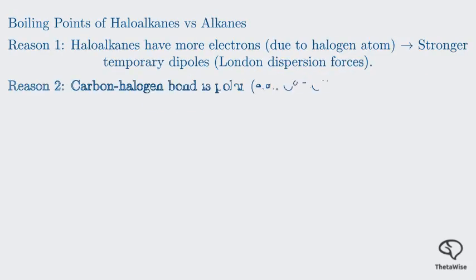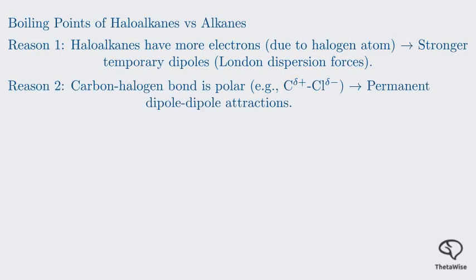Let's explore the physical properties of haloalkanes. Our objective is to understand why their boiling points are different from alkanes and why they change with chain length and halogen identity. First, the most notable physical property is their boiling point. In general, haloalkanes have significantly higher boiling points than the corresponding alkanes of similar carbon chain length. There are two main reasons for this.